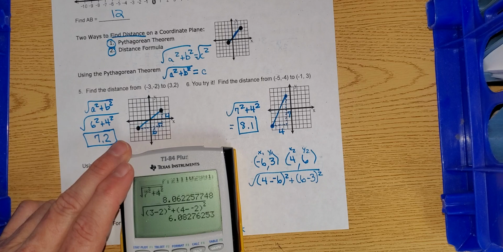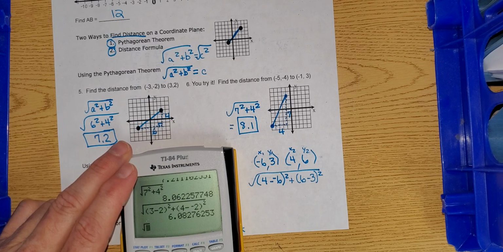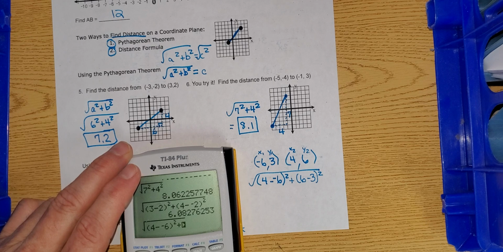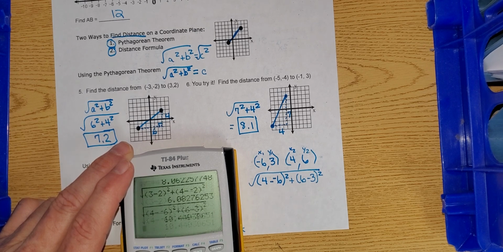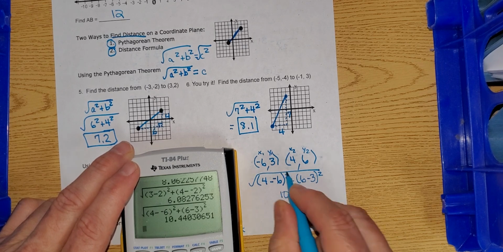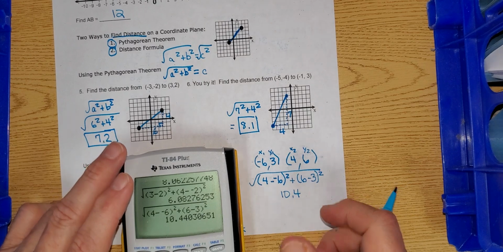So second radical, parenthesis, 4 minus a -6, parenthesis, x squared, plus, let me see, parenthesis 6 minus 3, parenthesis x squared, and hit enter. And I get 10.44, so it's 10.4. And that's the distance between these 2 points.